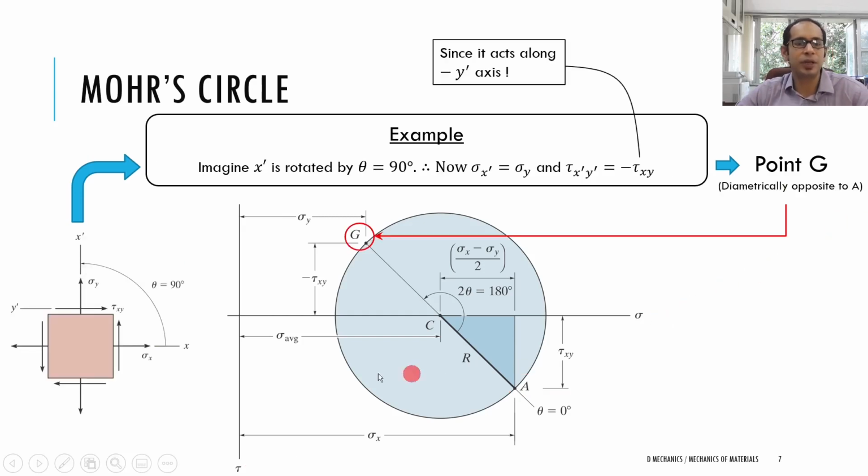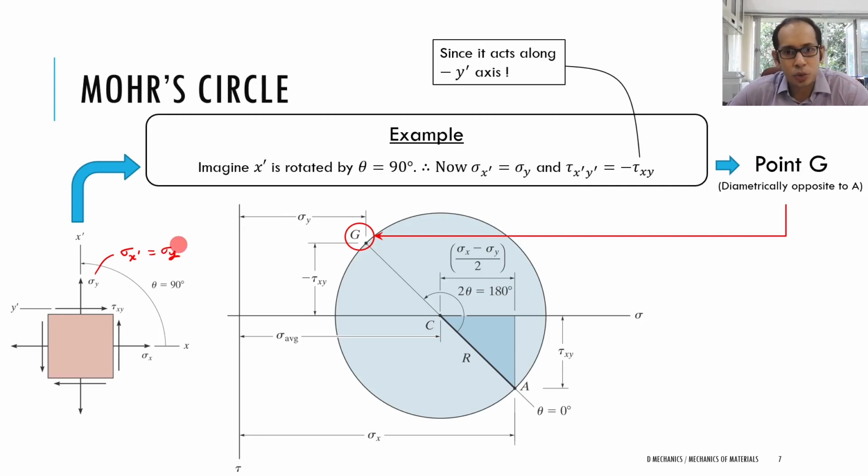So you see over here, what is done is that your x prime is rotated by theta equals 90 degrees. So previously x prime was coincidental with this, now x prime is coincidental with this axis over here. So automatically your sigma x prime becomes equal to sigma y over here. So now in this case, you have your sigma x prime equal to sigma y over here, right?